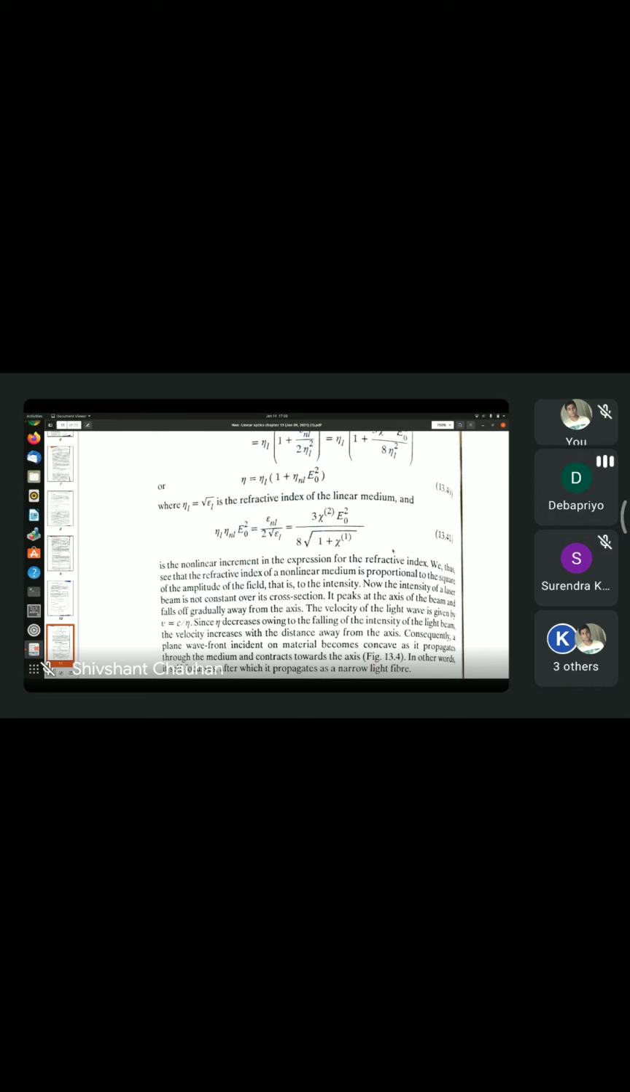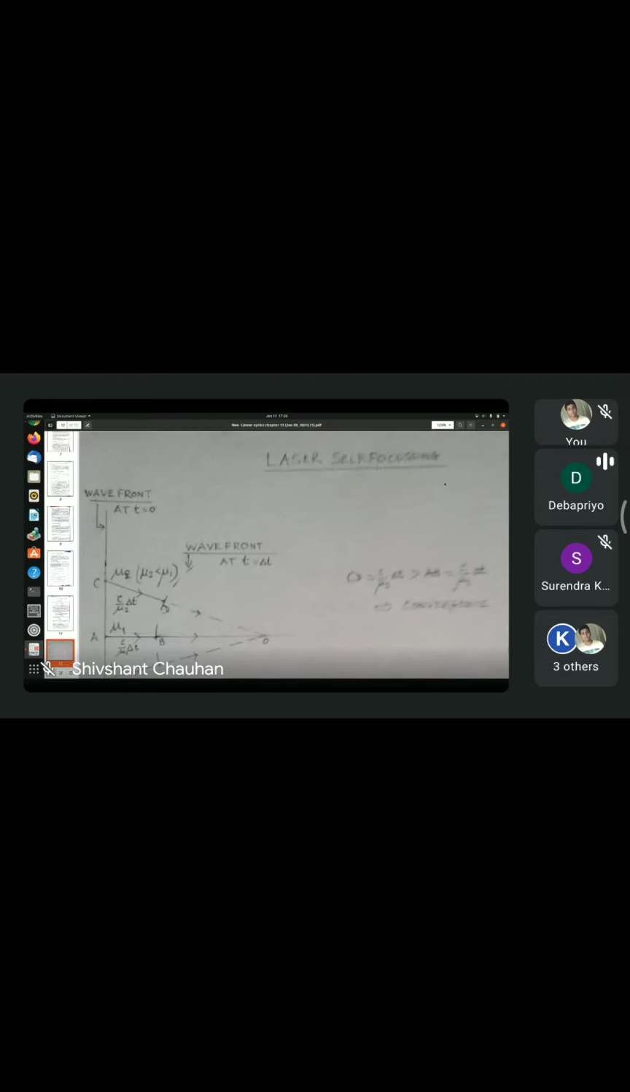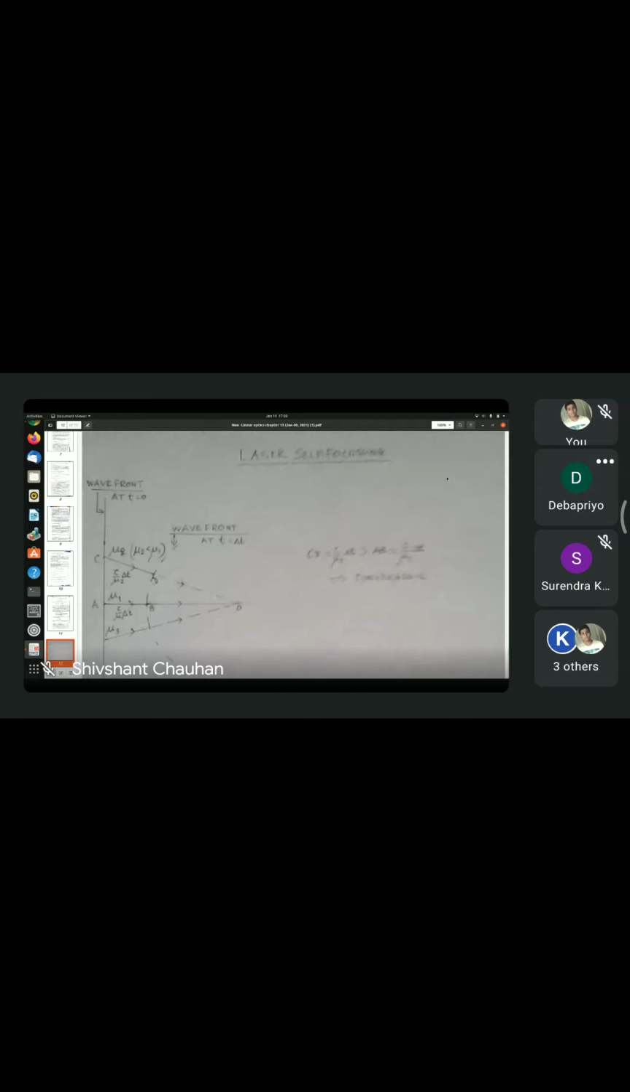And then what happens? I have tried to explain with the help of another hand-drawn figure. Just go to the other hand-drawn figure. Okay, move to the next hand-drawn figure. Just reduce it in size. Okay, reduce the size. Yeah, slightly more than that.